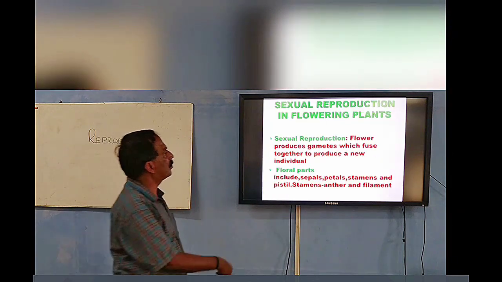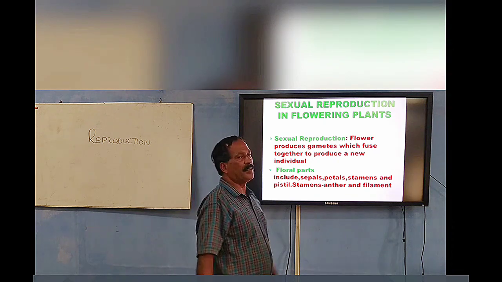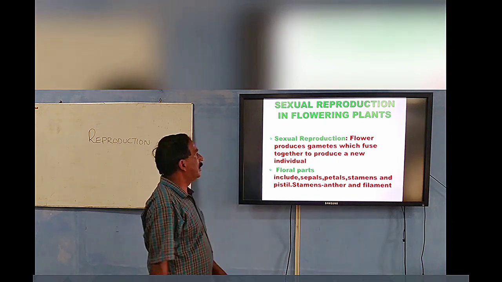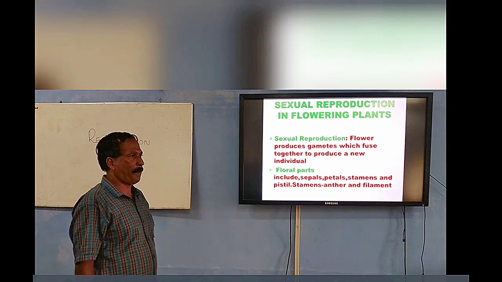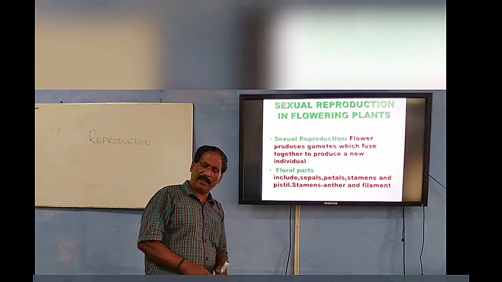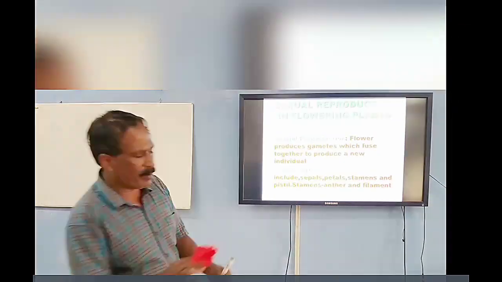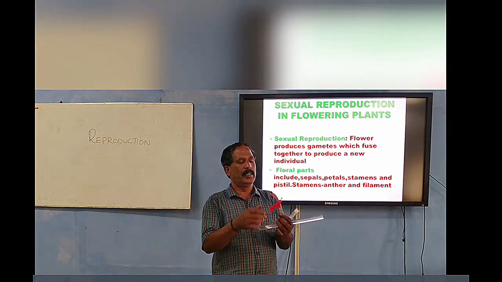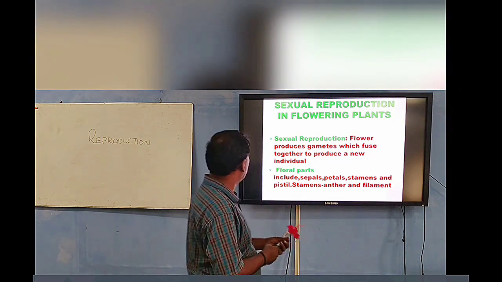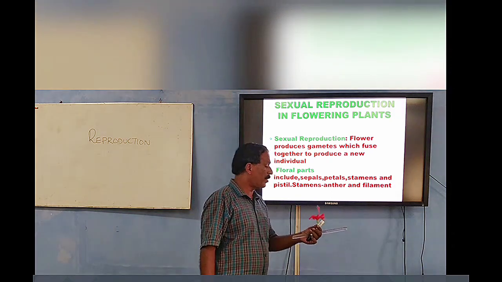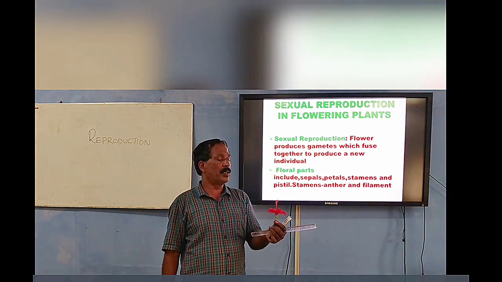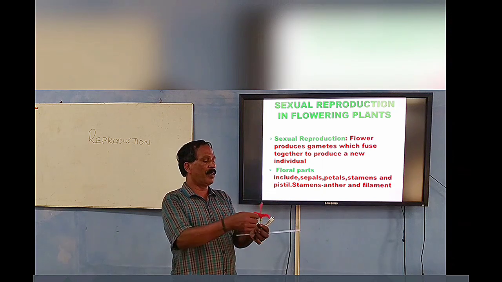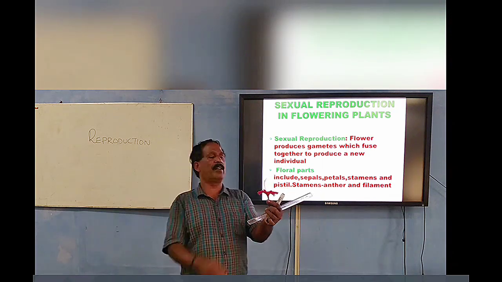New rhizome. Then next is sexual reproduction in flowering plants. Here sexual reproduction is performed by the flower. Before going into the reproduction, we must know the parts of the flower. Especially, I have taken a China rose flower.